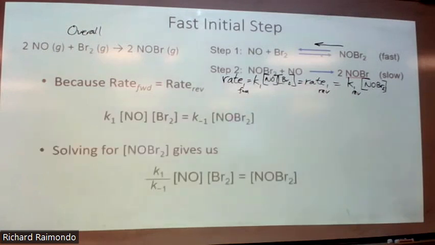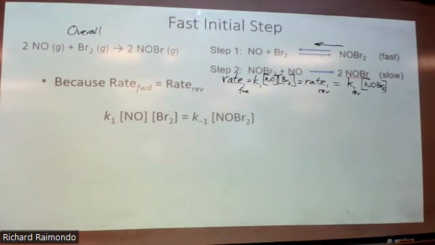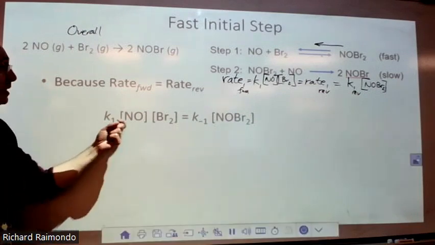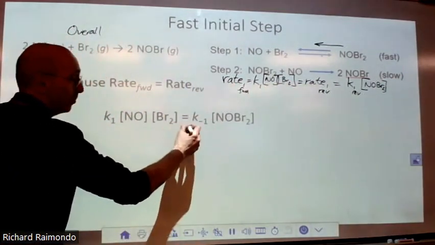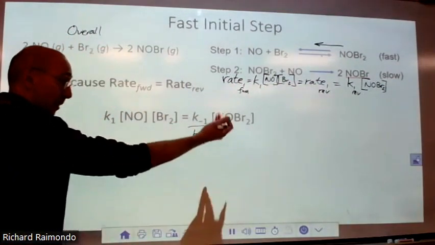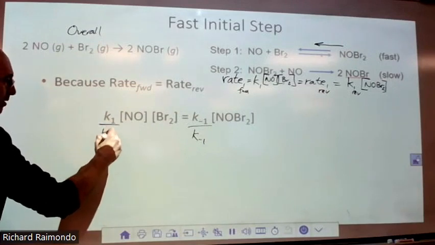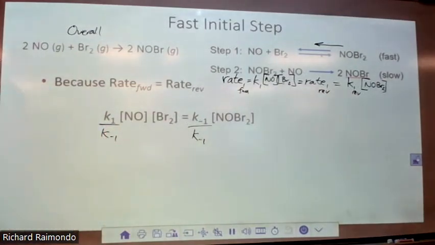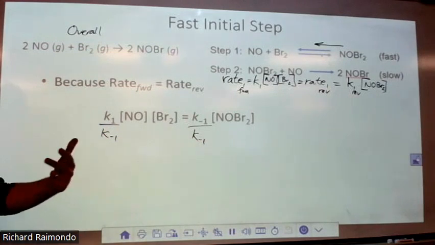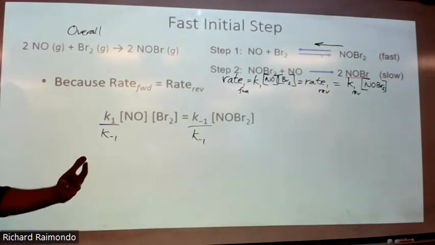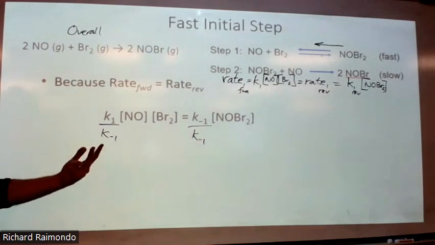All right, so let me go back to this. Basically, because these are constants and because these two rates are equal to each other, we're going to divide both sides by k-1, the reverse rate constant. What's a constant divided by a constant? If they're the same constant, it's 1. But what if you have a constant divided by a constant? It's a constant, yeah.